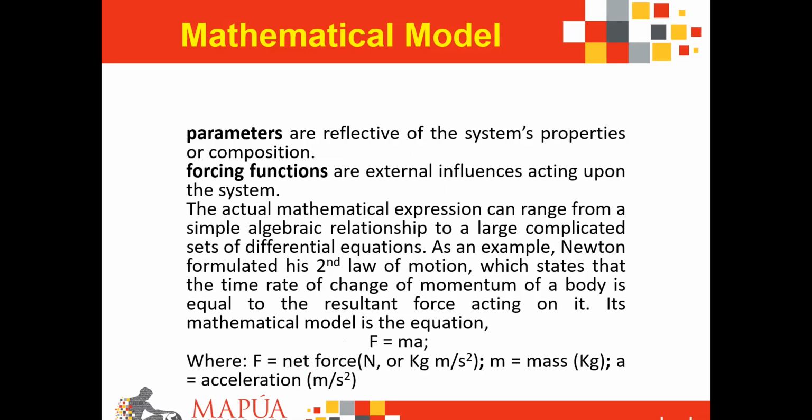As an example, Newton formulated his second law of motion, which states that the time rate of change of momentum of a body is equal to the resultant force acting on it. Its mathematical model is given by the equation F is equal to m times a, where F implies the net force, which is given in newtons or kilogram meter per second squared. Your m refers to mass, given in kilograms, and a happens to be your acceleration in meter per second squared.